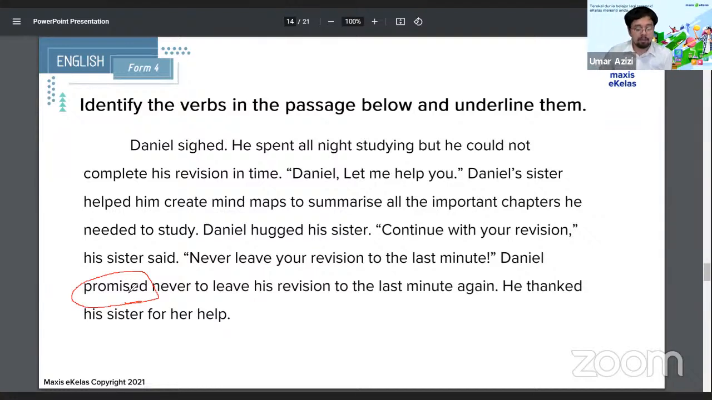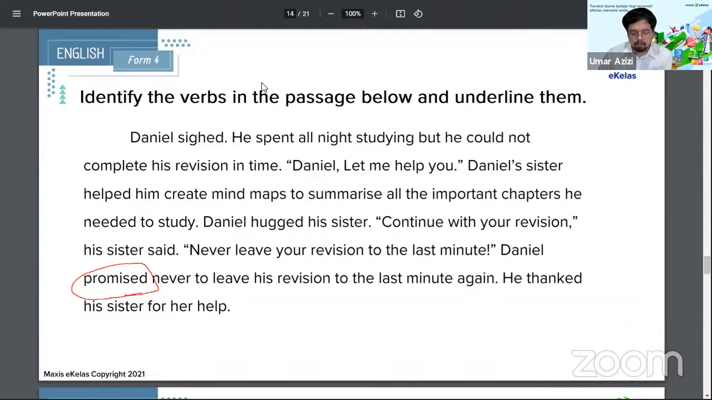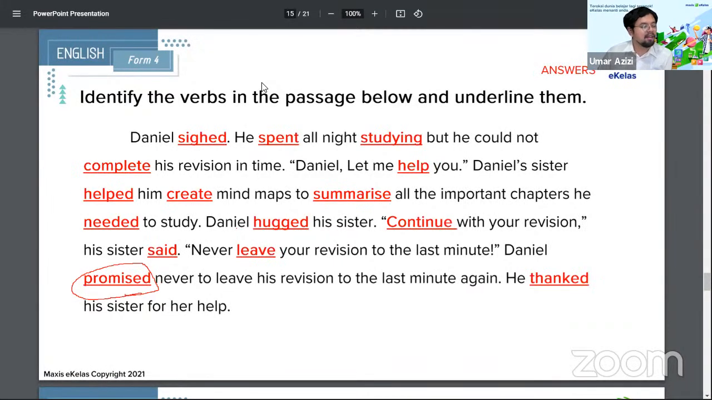So, any other words? No? All right, that's okay. If you don't feel up to trying, it's fine. I'll also share with you and we can learn from that. So here are the answers. Oh, thank you, Nadina. Yes, thanked. And there we go. Here is the full list of all the verbs you can find in the passage, starting from sighed, spent, studying, complete, helped, create, summarize, needed, hugged, continue, said, leave, promised, and thanked.